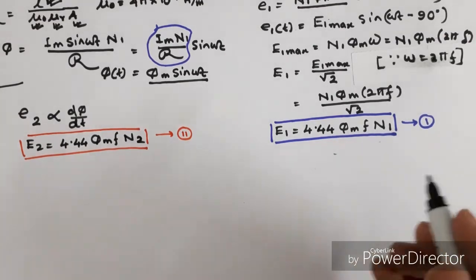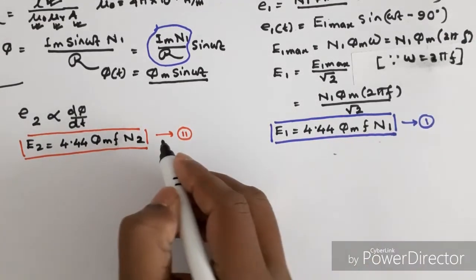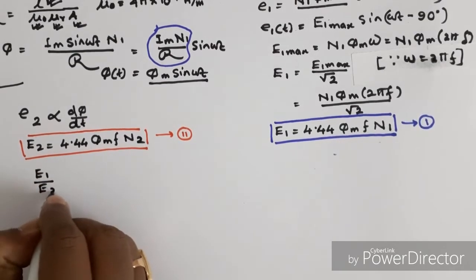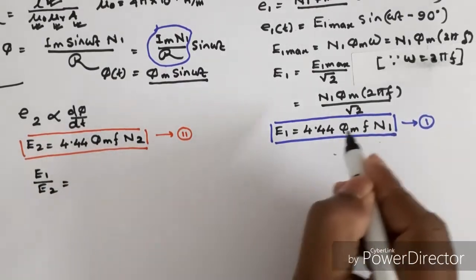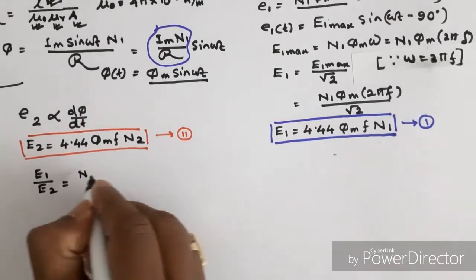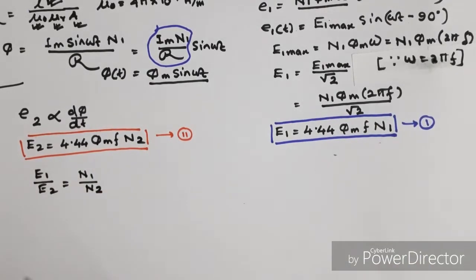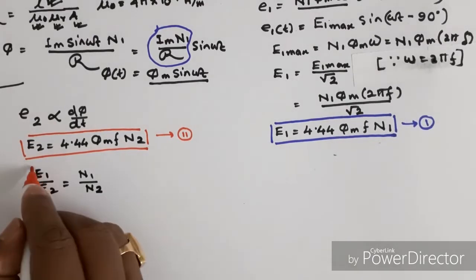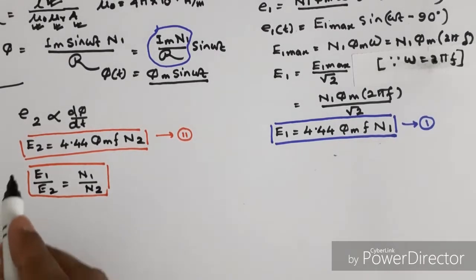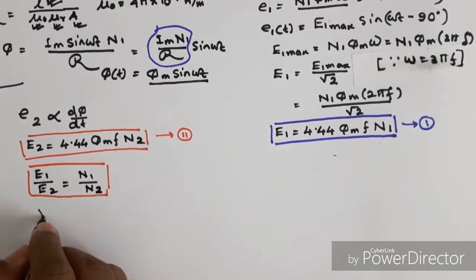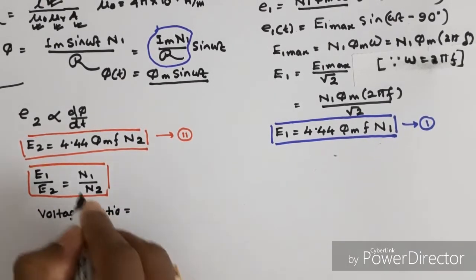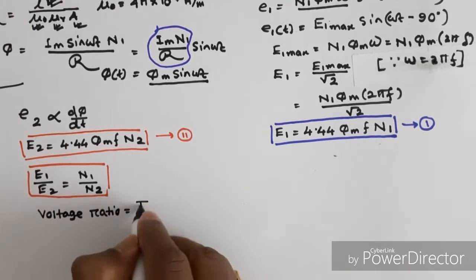Now, if I divide equation number 1 by equation number 2, then we get E1 by E2 equal to 4.44 cancels out, phi m cancels out, f cancels out, N1 by N2. N1 divided by N2. We have to remember this formula. This E1 by E2 is the voltage ratio, equal to N1 by N2, which is the turns ratio.